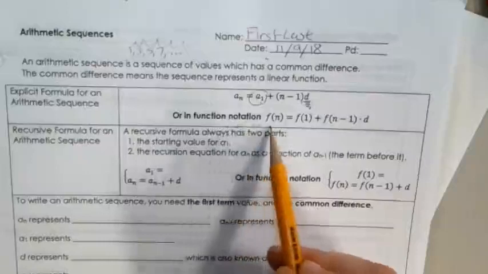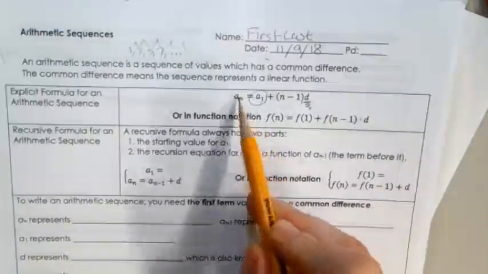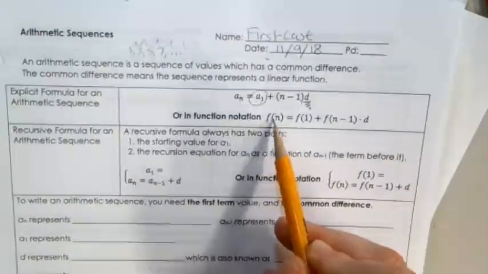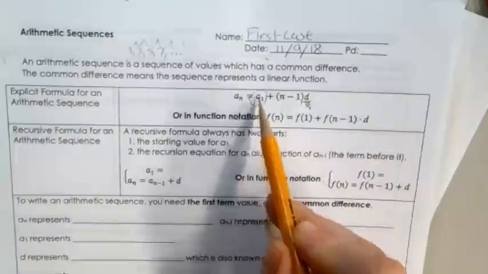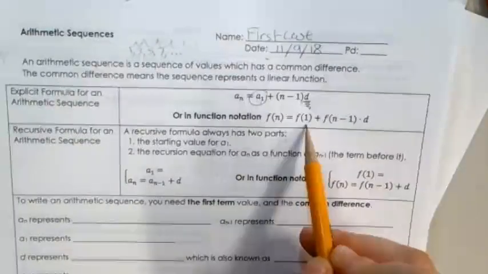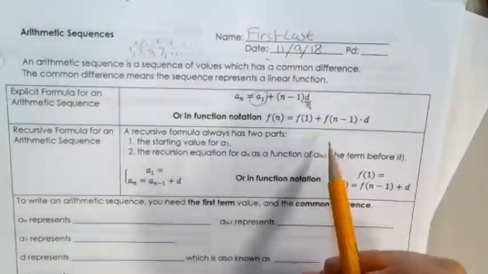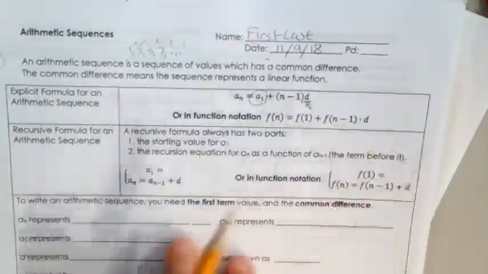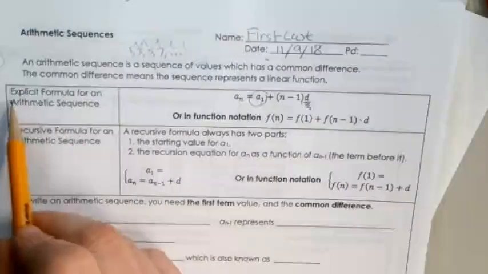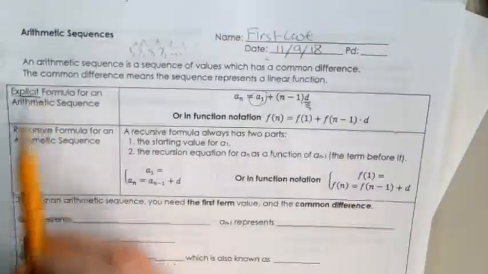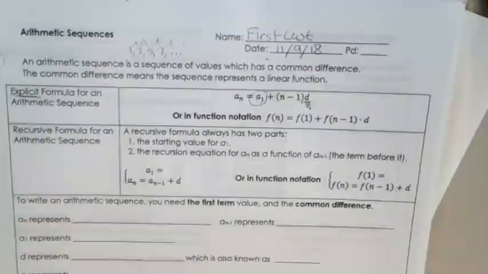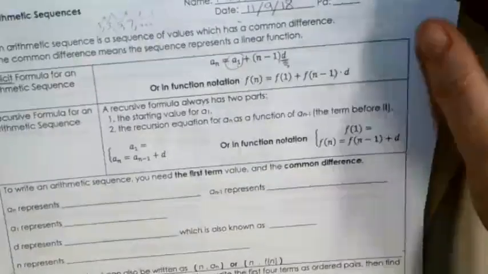You can also use function notation. So instead of a sub n, you'll see f of n. Instead of a sub 1, you'll see f of 1. It's the exact same thing, just written in function notation. Those are called the explicit formulas. The explicit formulas are the most useful because if I ask you to find the 20th term, you can plug in 20 for the term number and find that term immediately.